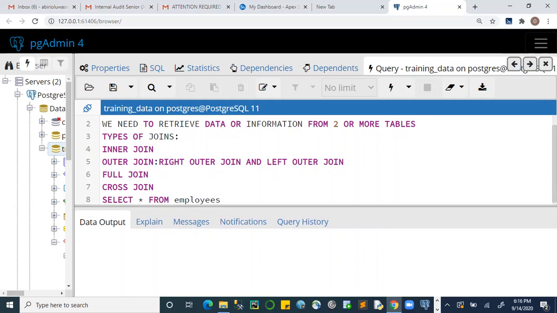Okay, so these are the different types of joins that we have: inner join, outer join, and outer join can be divided into two: right outer join, or you can call it right join. You don't have to put the outer, you can just say right join, you can just say left join. So I just want you to know that when we are talking about outer join, it can be divided into two. We have the right join and we have the left join. Another type of join that we have is full join. Then we have cross join.